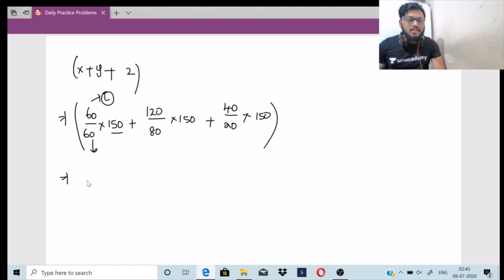So what will this be? This is 1 into 150. Here it is 3 by 2 into 150.